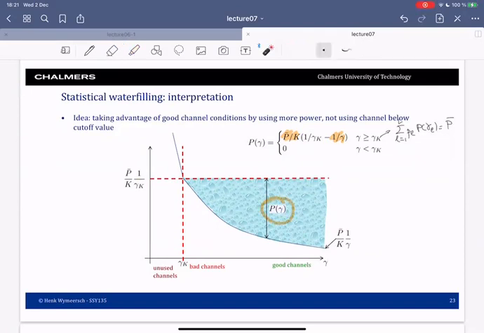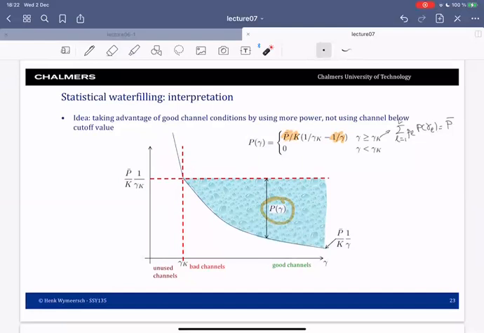And now what we see is that when the SNR is high for a very good channel, the difference between this horizontal line and this lower curve is very high, which means I will allocate a lot of power. As the SNR gets worse and I go towards worse and worse channels, the amount of power I allocate will be low. At some point, I go below my cutoff value and I don't allocate anything anymore.